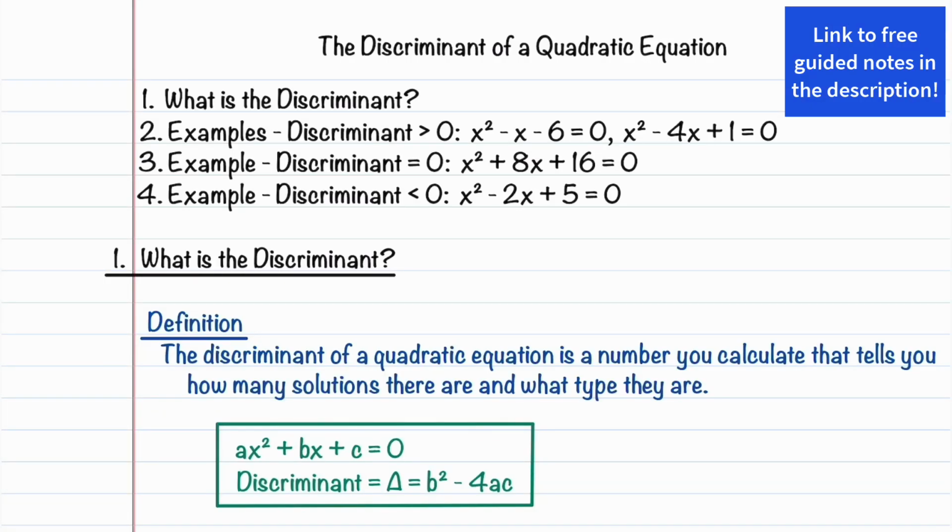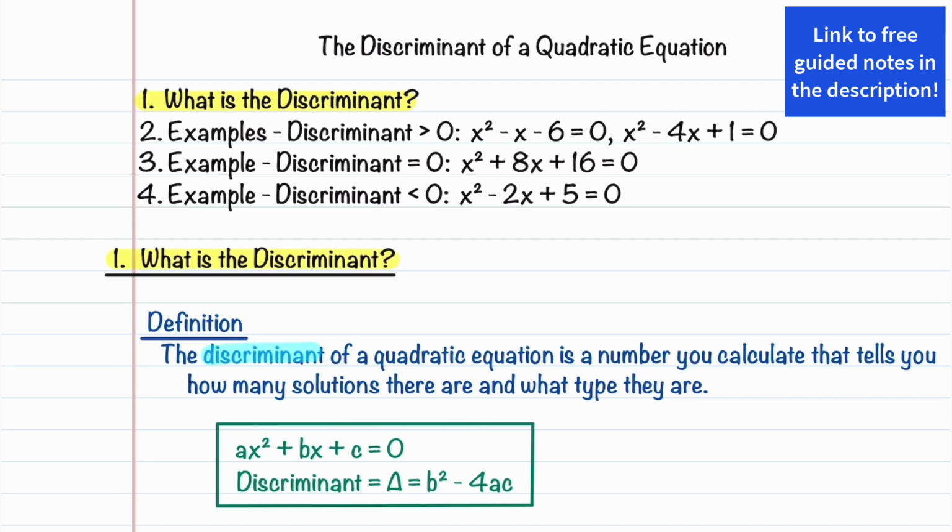In this video, we'll look at something that can instantly tell you what type of solution a quadratic equation has without solving it. It's called the discriminant. And once you learn how it works, you'll be able to tell what type of solutions the equation has. Let's start by learning about what the discriminant is.